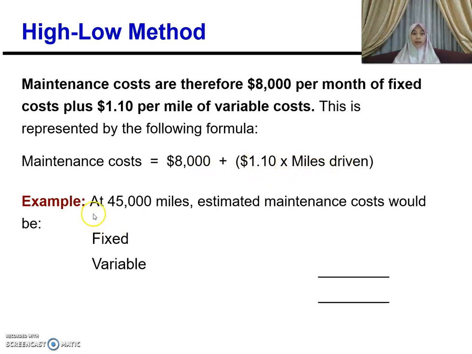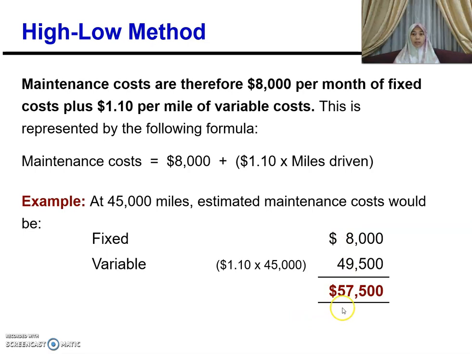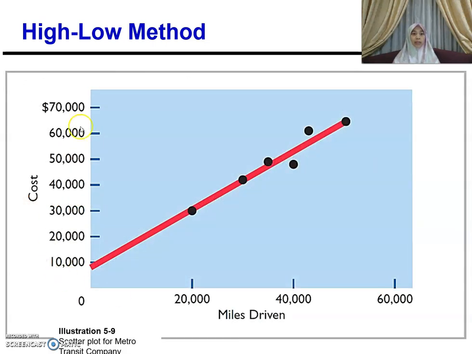miles driven. And then you can work out at 45,000 miles what the estimated maintenance cost would be. You know that your fixed cost is 8,000, and then you can put into the formula 1.1 times 45. So you will get your estimated maintenance cost at 57,500. So you can use the high-low method to split your mixed cost into the variable and fixed portion, and then you can estimate how much the cost is at any level of activity within the relevant range. So this is how you can plot the graph.